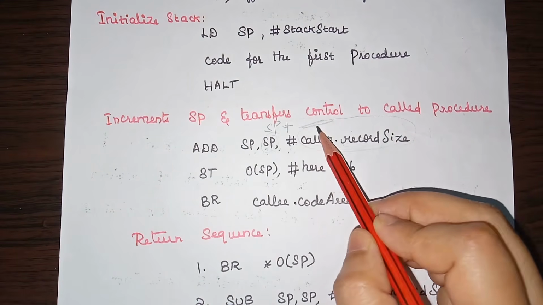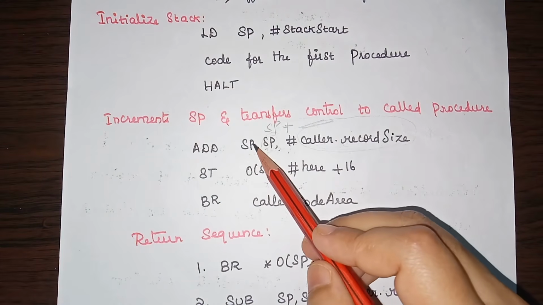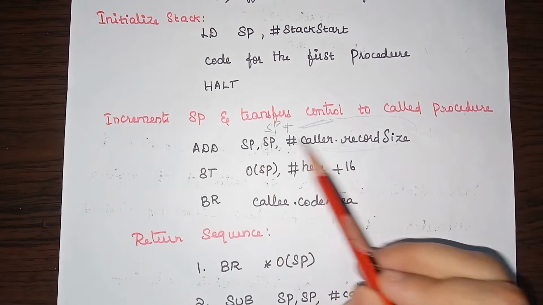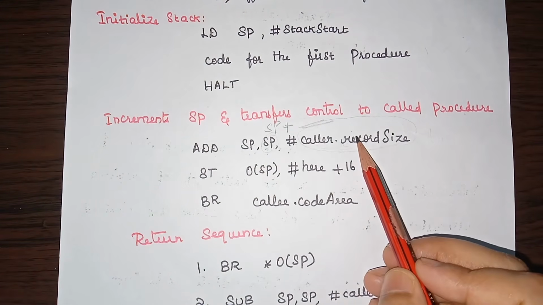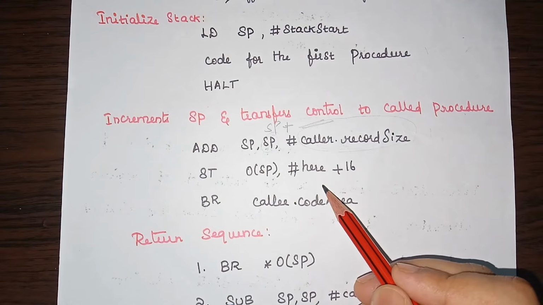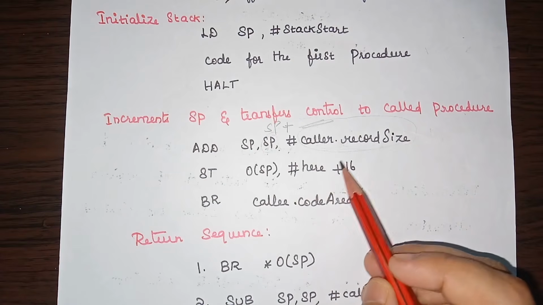So we'll be adding the value, and the final result will be placed inside this stack pointer itself. And this instruction is to increment the stack pointer. And then next one is we have to save the return address. Why? Because the control should return back to the calling procedure.